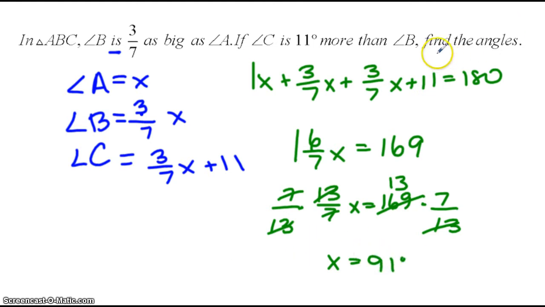Okay? And it says to find the angles. So we want to come back here and find the actual angle measures. So the measure of angle A would be 91 degrees. And if we did 3/7 of that, so I'm going to times by 3 and divide by 7, I get angle B is 39 degrees. And we have to add 11 to that, right? So that should be 50 degrees.